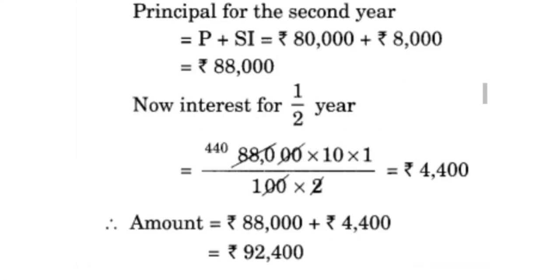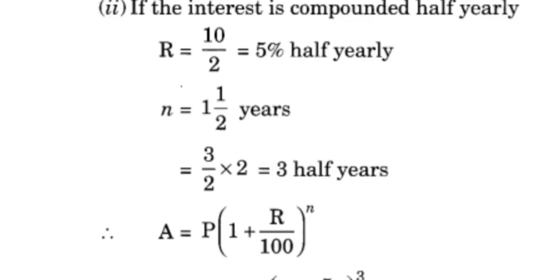Now half year is left. So now interest for half year. Now new principal will become 88,000, and rate of interest is same, and time is what? 1/2. So 88,000 into 10 into 1 upon 2 into 100. Now simplify. So it will come 4,400. So now the total amount is 88,000 plus 4,400. Answer is 92,400.